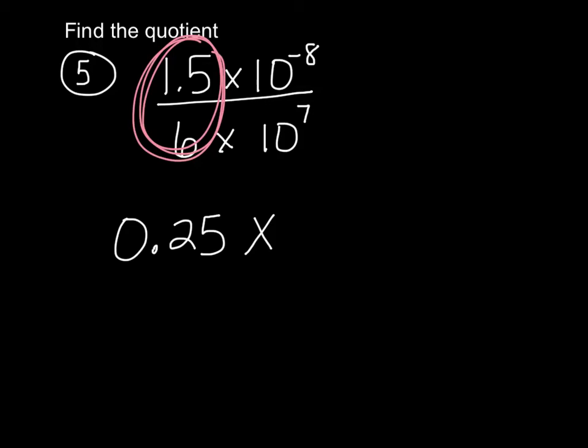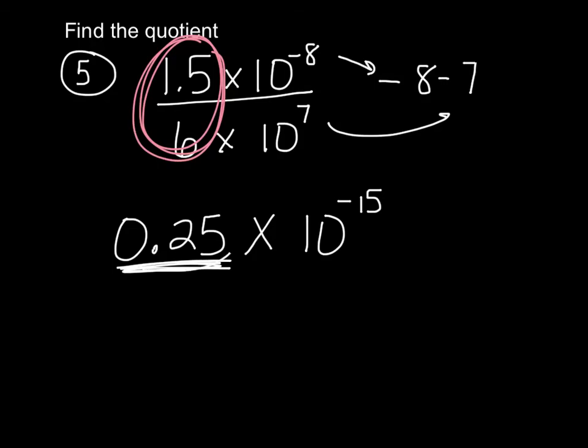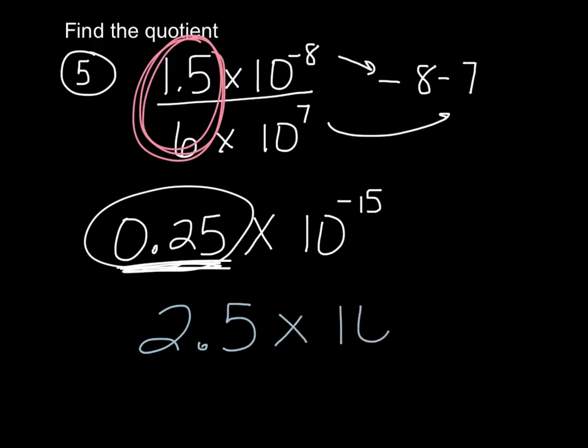So here's what we're going to do. We take the negative 8 and we subtract the bottom, 7. Negative 8 minus 7 gives me 10 to the negative 15th. Now, we don't want that. We can't have this. Number is not between 1 and 10. So we're going to move it. 2.5 times 10. So, where did I move this decimal?